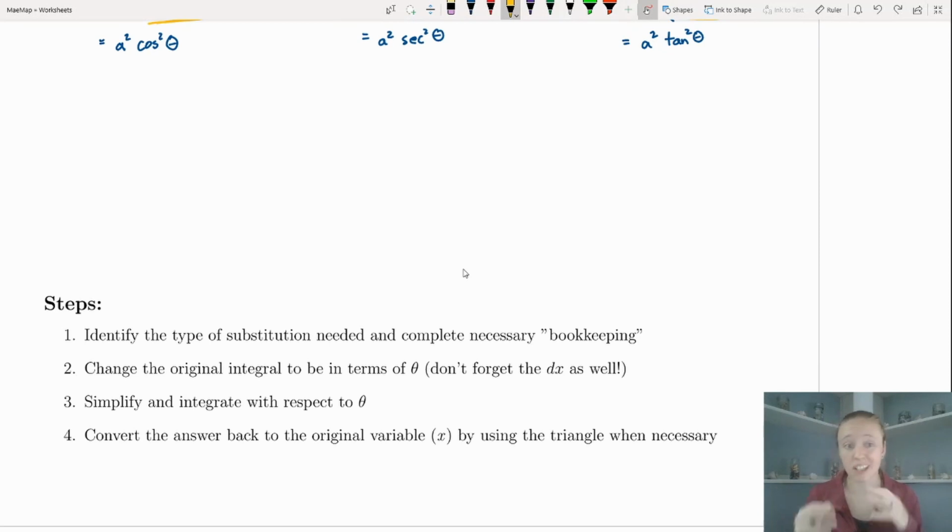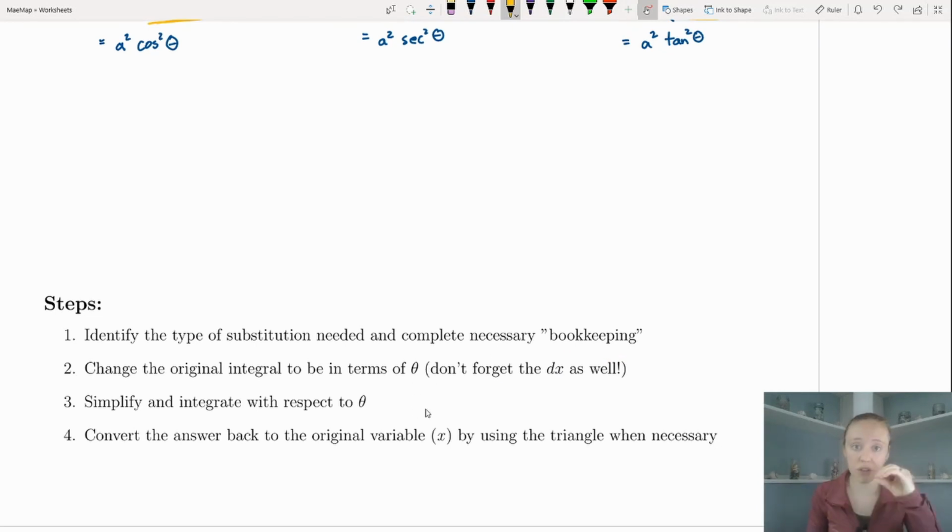Now what we haven't talked about is the next step, we're going to change that original integral. So if it was in terms of x, we're now going to make it in terms of theta. And I made a note that we don't want to forget plugging in for dx as well. So not only are we plugging in what x is, we have to plug in what dx is. And if we did the proper bookkeeping, there should be a note on our paper for doing that step.